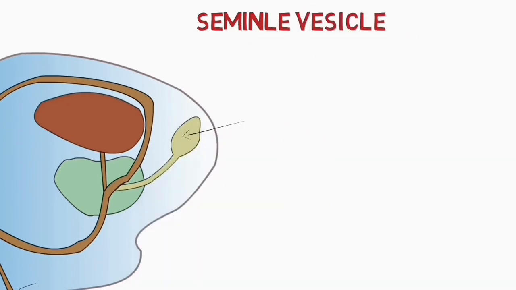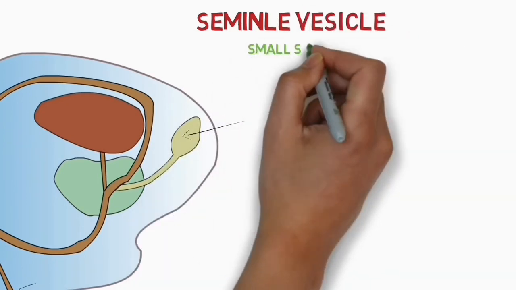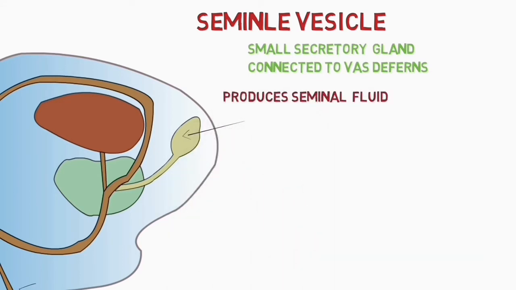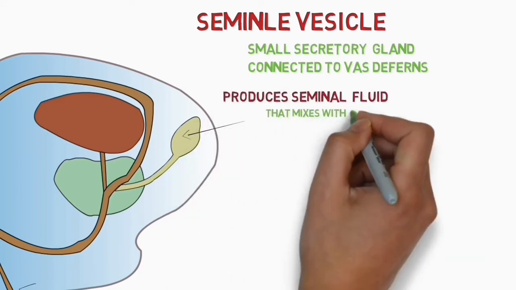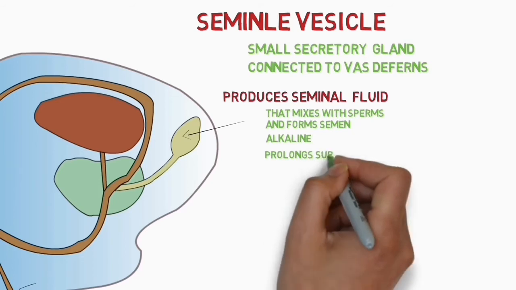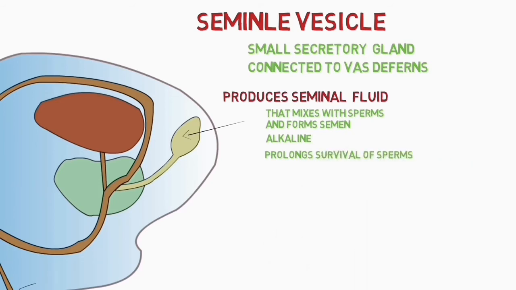Next is seminal vesicle, which is a small secretory gland that is connected to the vas deferens by a small duct. The main function of the seminal vesicle is to produce seminal fluid that mixes with sperm and forms semen. This fluid is alkaline to prolong survival of sperm as the environment inside the vagina is acidic.